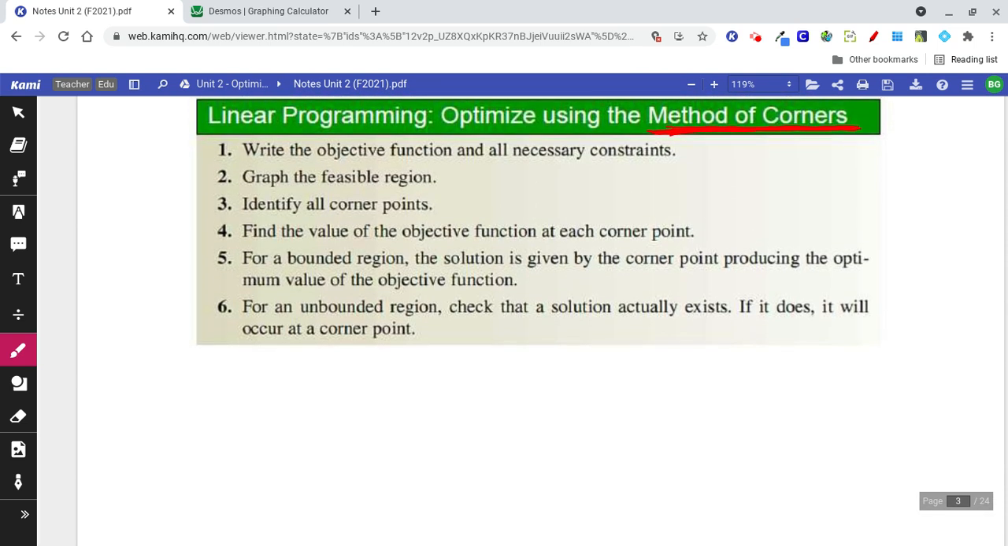Step two, graph the feasible region and identify the corner points. That's what we did above. Then number four, that's kind of the big important step, find the value of the objective function at each corner point. We're going to plug in a corner point into that objective function. So you'll see.